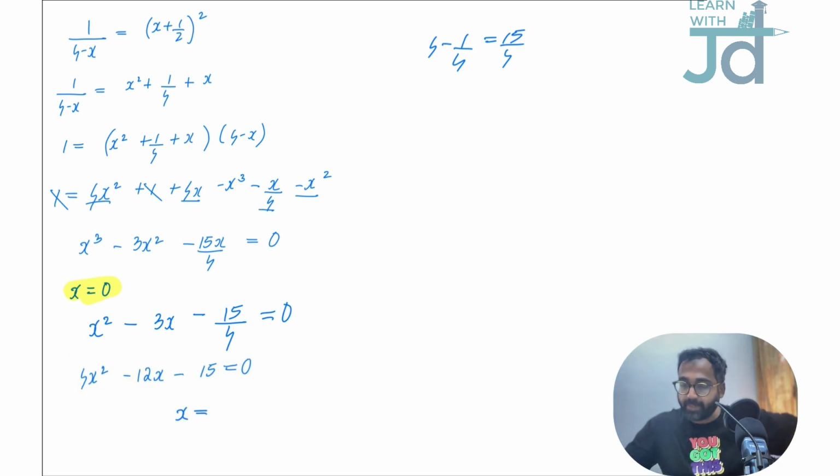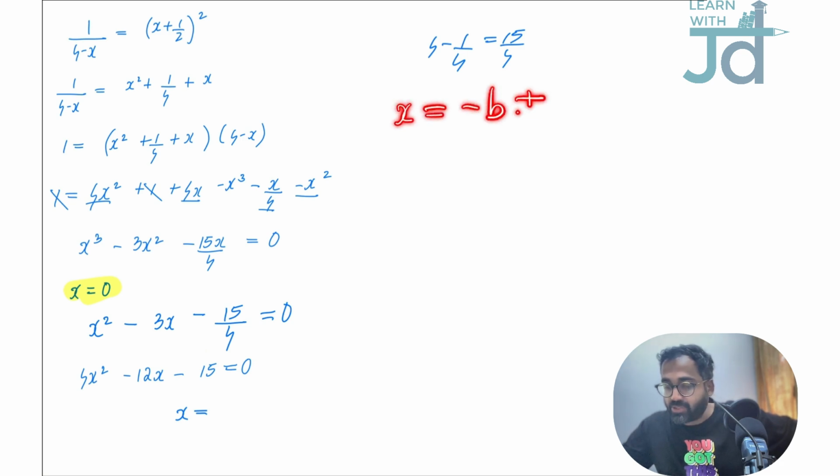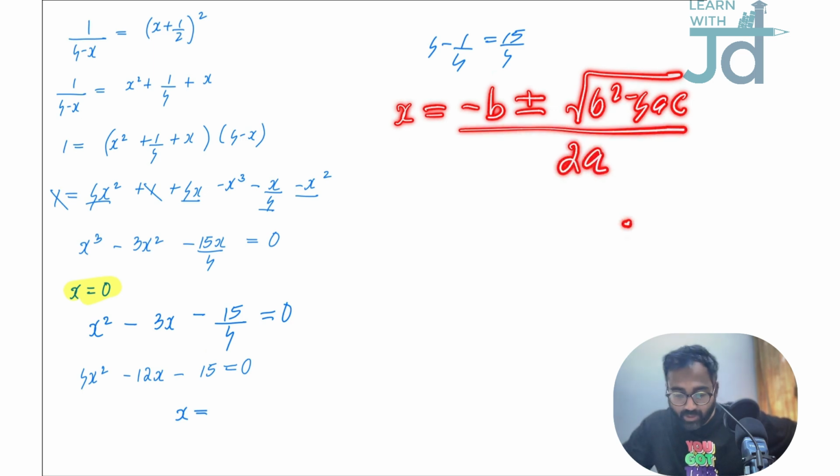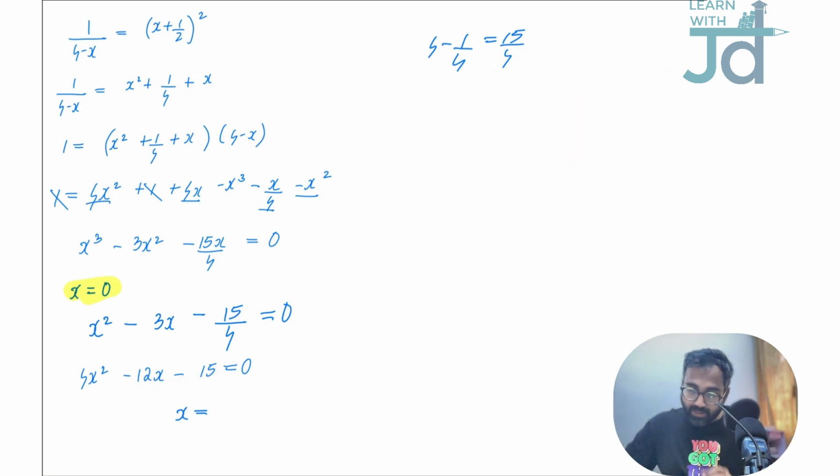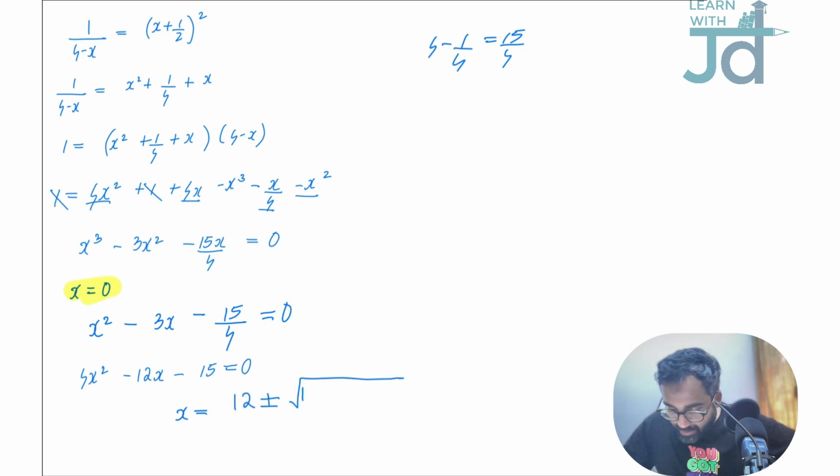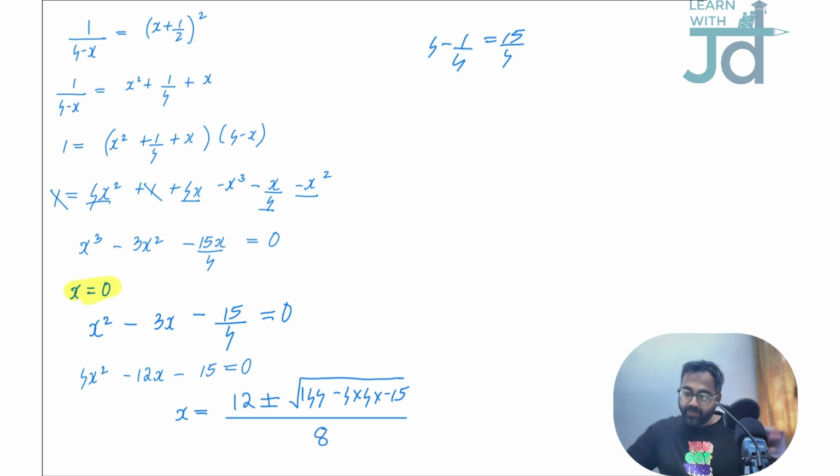So x is equal to this formula. I think you might be knowing, minus b plus or minus root of b square minus 4ac by 2a. I am applying this formula to find the roots of the quadratic. Okay, so what is it? Minus of minus 12 plus or minus root of b square minus 4 into minus 15, divided by 8. Okay, so understand.